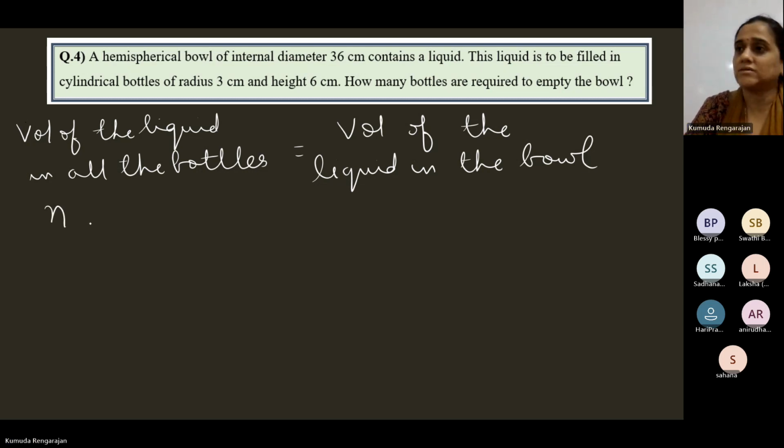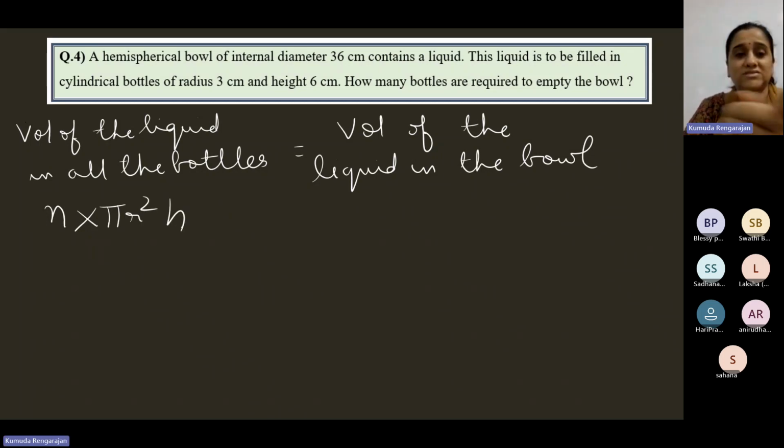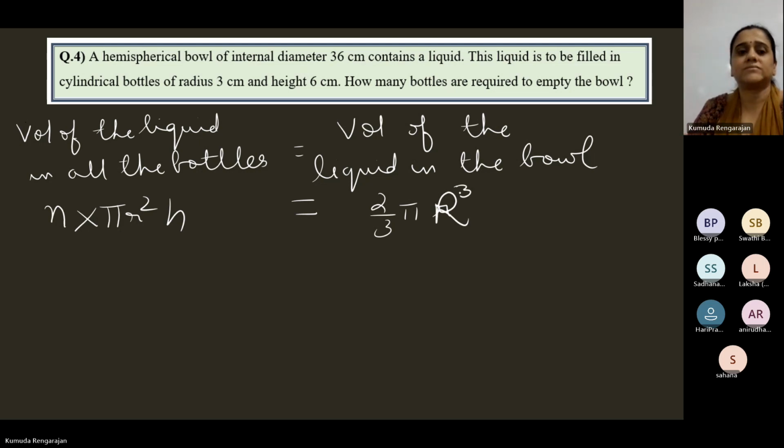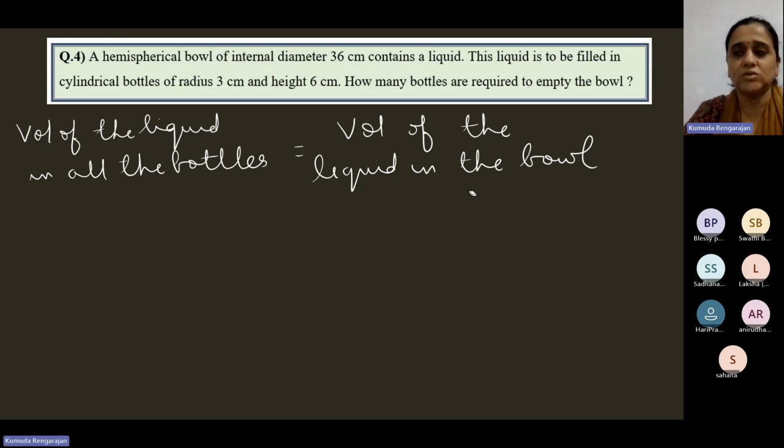So N into the volume of the liquid in one bottle. It's a cylindrical bottle, so pi r square h will give you the volume of the liquid in one cylindrical bottle. Into the number of bottles will be the volume of the liquid in all the bottles, which is equal to the volume of the liquid in the bowl. The bowl is a hemisphere and volume is 2/3 pi R cube. So you can use a capital R here, because there's r here and R here also. So just differentiate this. Yes or no, children?